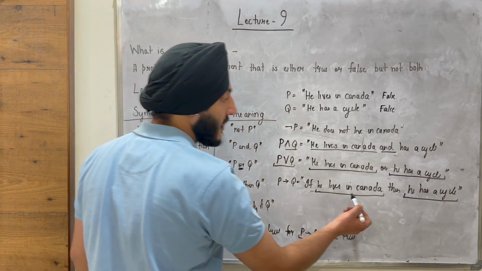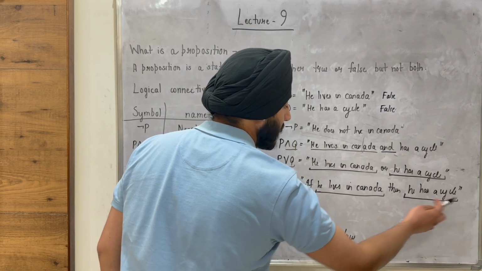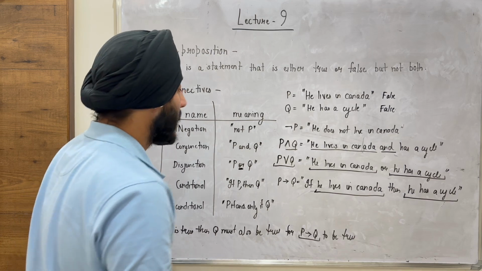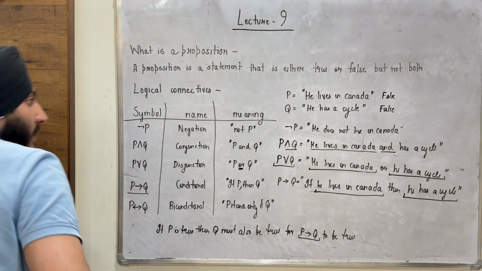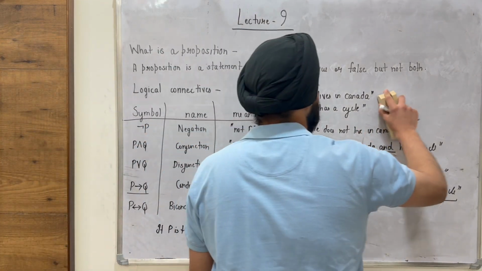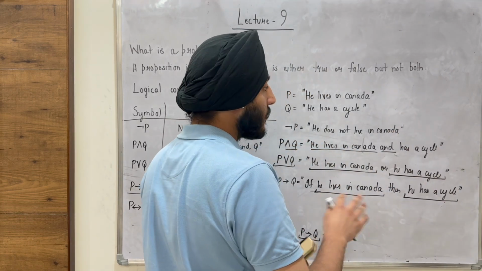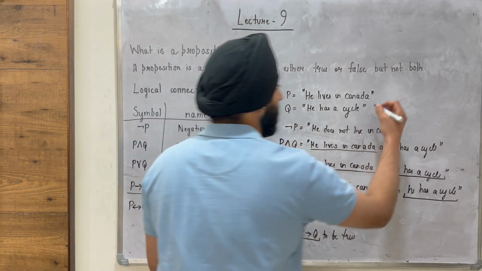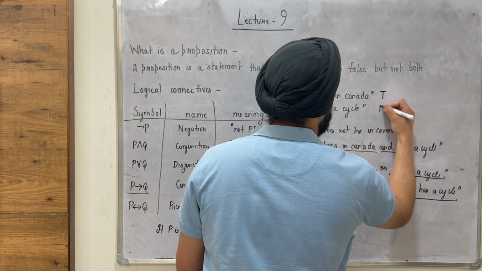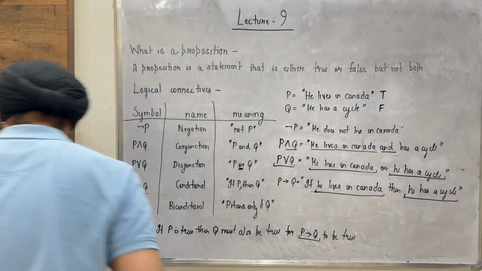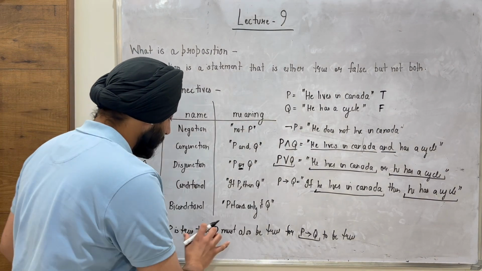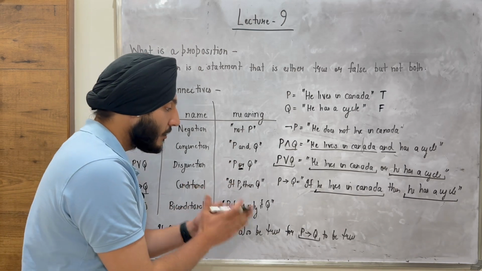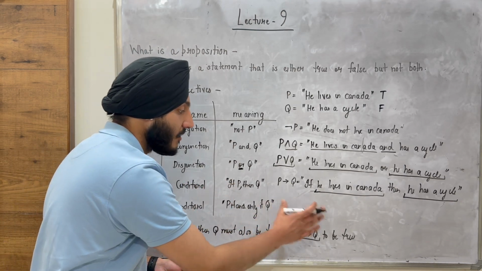So if he lives in Canada, then he has a cycle. If this sentence is true, let's take an example. Consider that he lives in Canada. Now just think about this in a normal way. Don't try to complicate these things. So let's say this is true and this is false. Now, according to this condition, if P is true, then Q must also be true. In that case, that is the only case where it's going to be false.